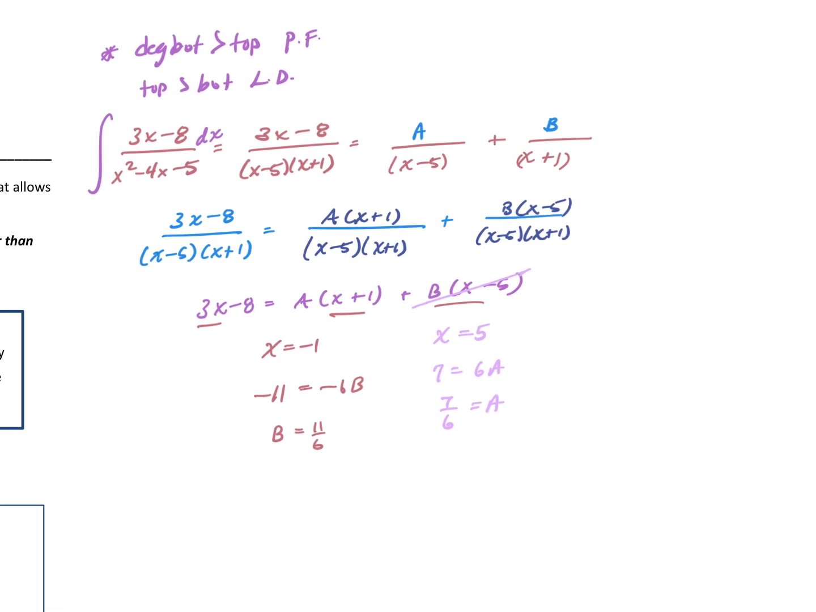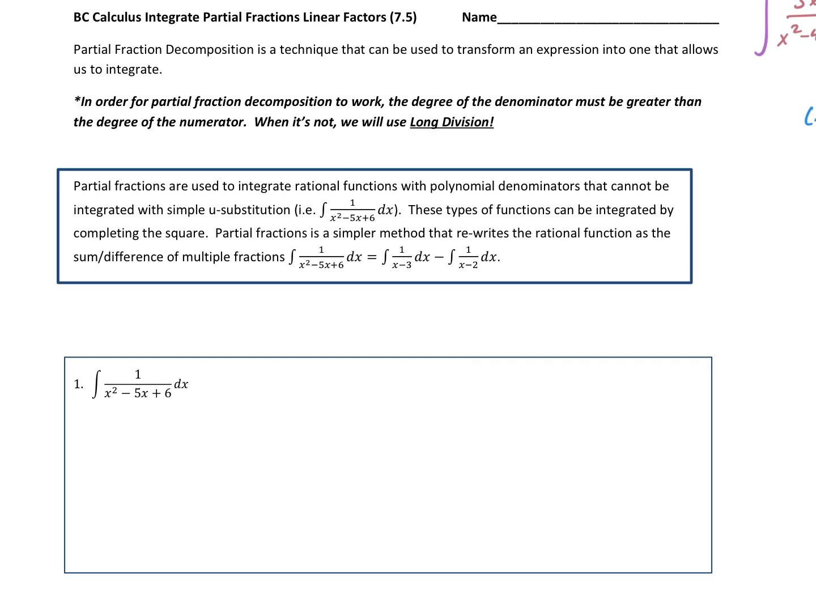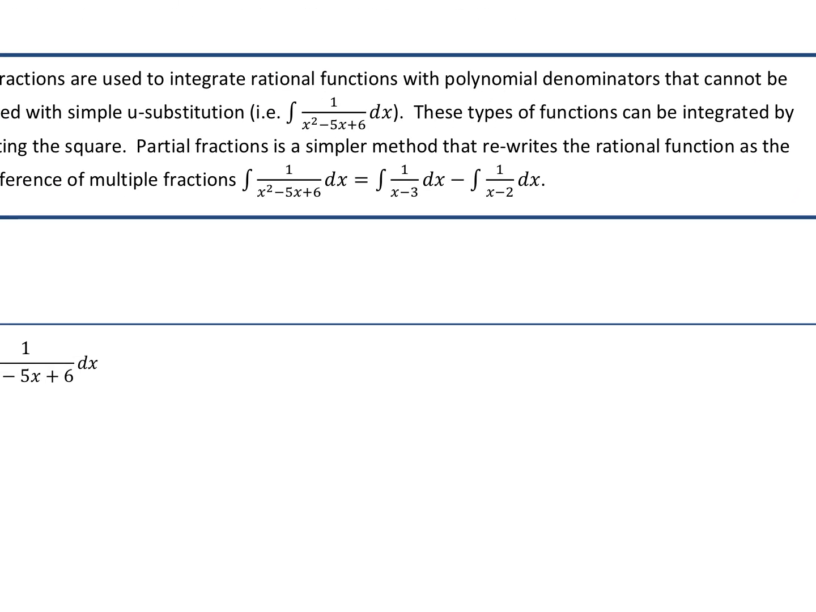And then all I need to do is come back up to here, put 7 over 6, and I can put 11 over 6. So if you wanted to verify or justify this to yourself, go ahead and add these two fractions. Get your common denominator, combine them, and see what you get. You're going to see that you get the 3x minus 8. All right, so here we go. So partial fraction decomposition is going to help us to integrate, because to integrate something like this would be so basic, right? It's just ln of x minus 3, ln of x minus 2.